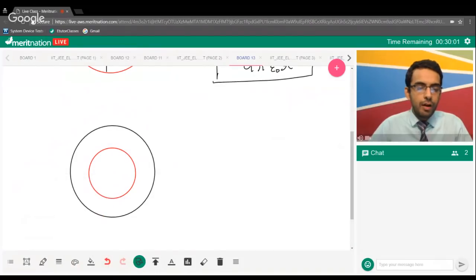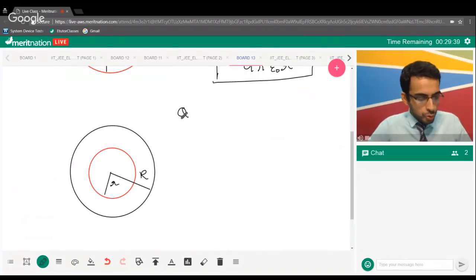Let's take it to be small r, and the radius of this sphere is capital R. This is capital R. It's given that charge is capital Q. So there are two ways to solve it now.